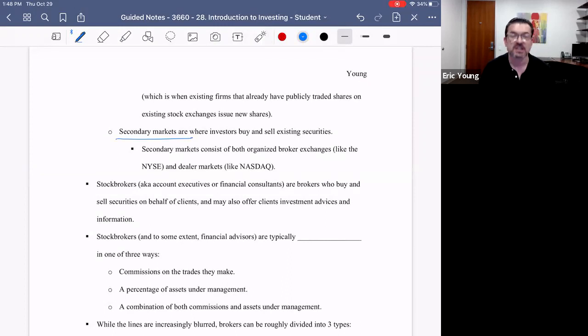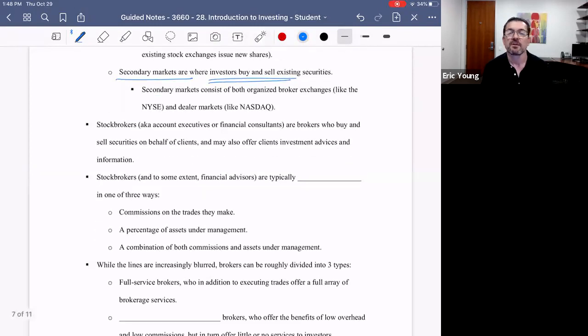Secondary markets, that's where most of you will operate, because it's in secondary markets where investors like you and me buy and sell existing securities. These secondary markets can be organized broker exchanges like the New York Stock Exchange. They can also be dealer markets like NASDAQ, okay? Fundamentally, at their technical level, the New York Stock Exchange and NASDAQ operate somewhat differently, but the reality is for individuals who want to invest, those differences are really not material. They simply are ways to enter the secondary market to buy and sell, okay?